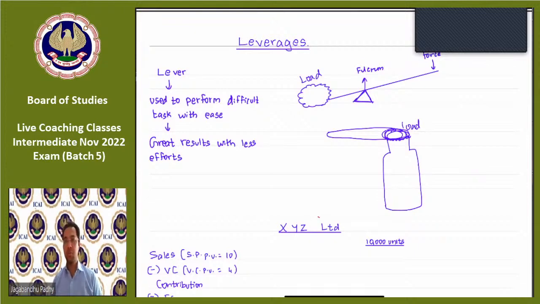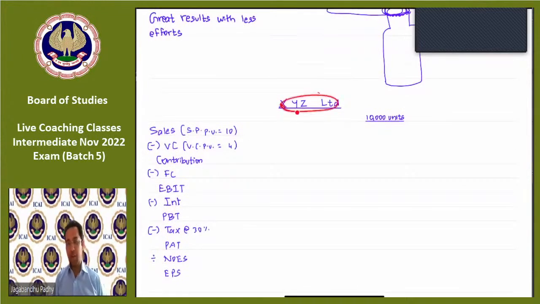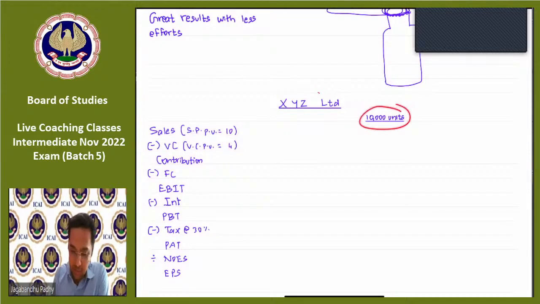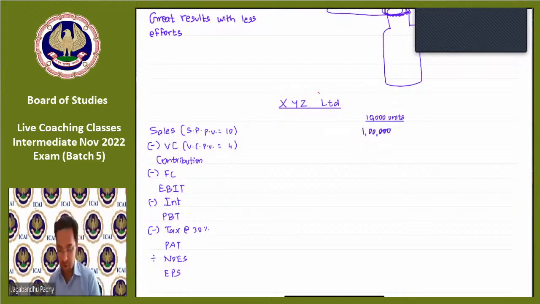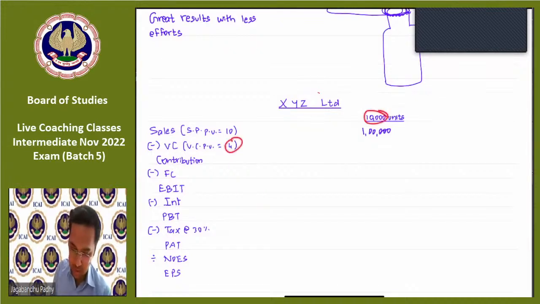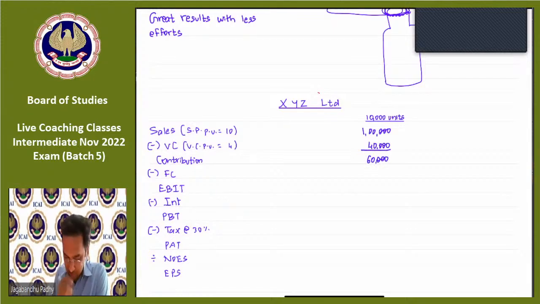Now let's try to understand how this happens in the finance world with an example. Let's say we're talking of a company which sells certain products at a selling price of 10, variable cost of 4. And when I'm selling 10,000 units, of course, the sale is going to be 1 lakh. Variable cost, since it is 4 rupees per unit, is 4 into 10,000, which is 40,000. Contribution comes out to be 60,000.